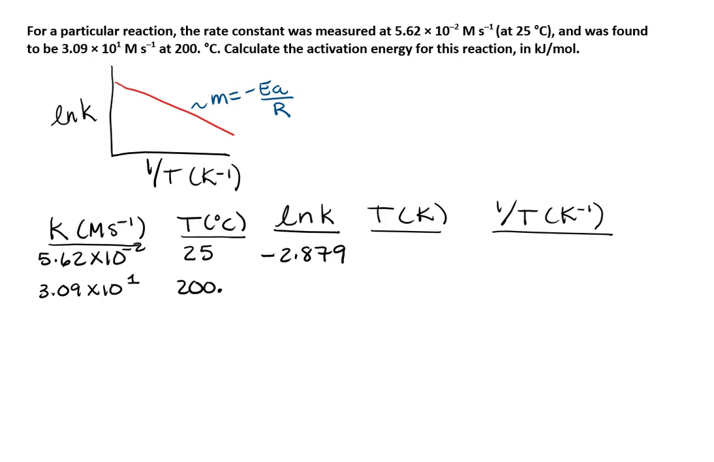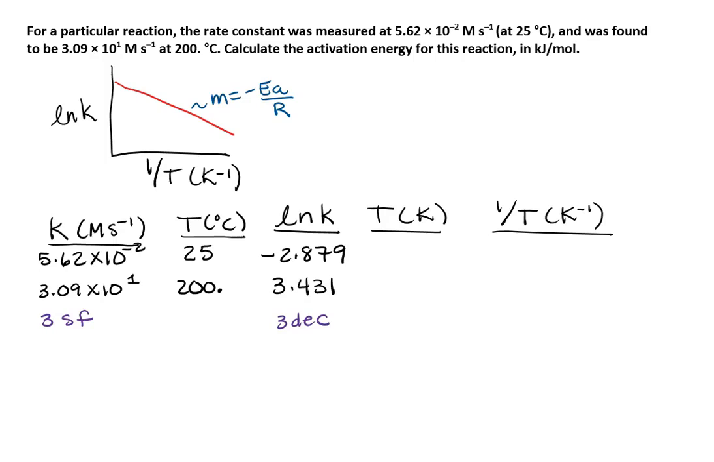Let me remind you about the sig figs for logs, and that is if we have 3 sig figs, then we need to end up with 3 decimal places. Calculating ln k for the second value will give us 3.431, also out to 3 decimal places because of the original 3 sig figs.